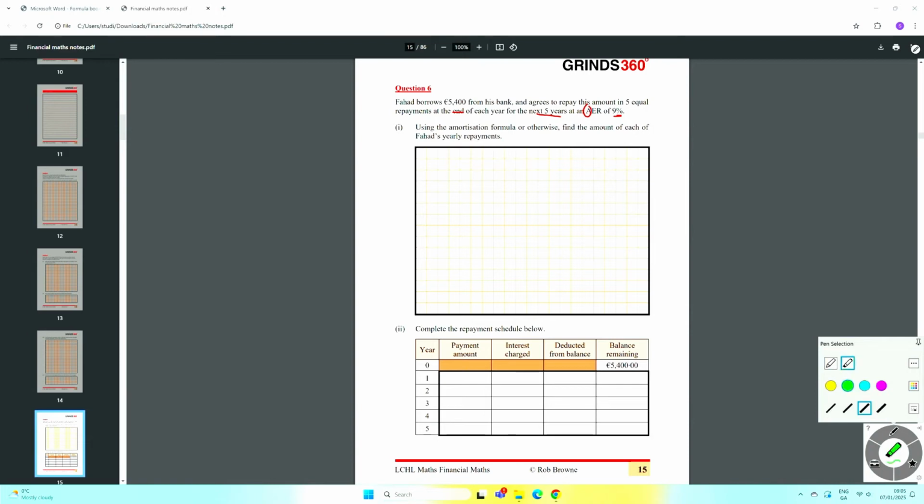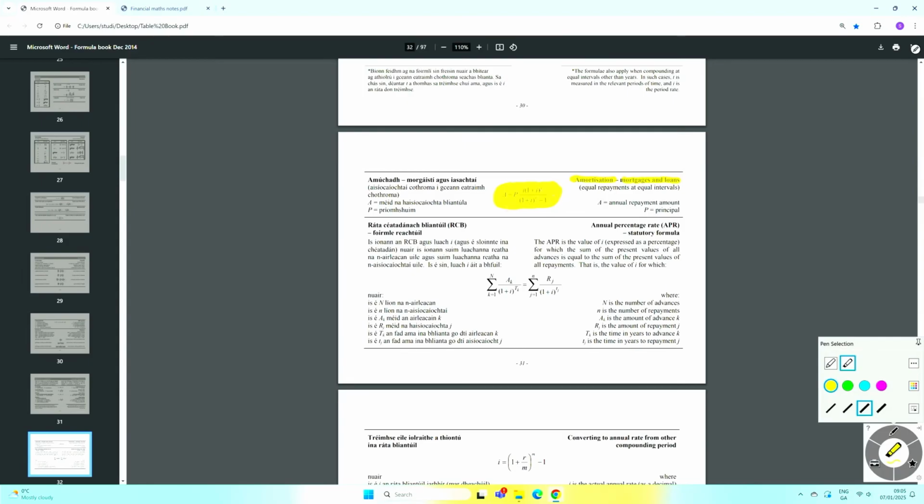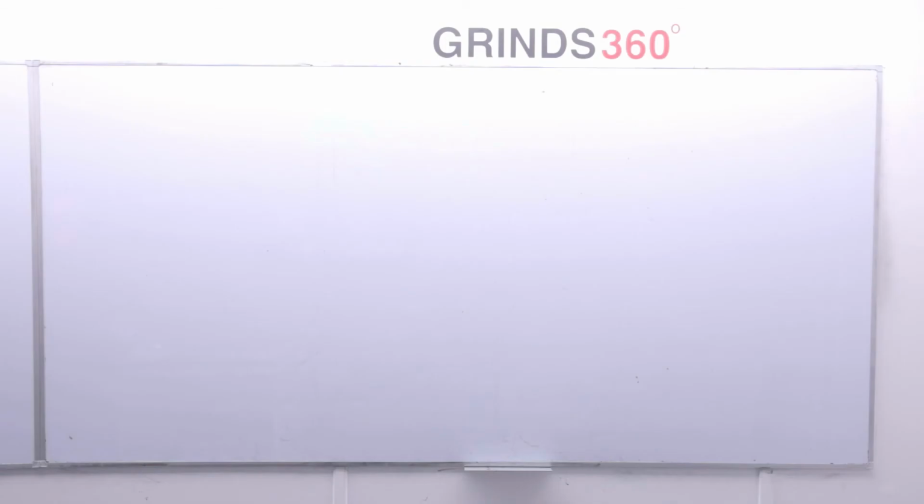Okay? So what the question says here is, using the amortization formula, or otherwise, find the amount of each of Fahad's yearly repayments. As I said to you already, the amortization formula is that guy there. It's the one from page 31 of your formula book, top of page 31. It's the amortization formula, right? And that formula looks like this, right?